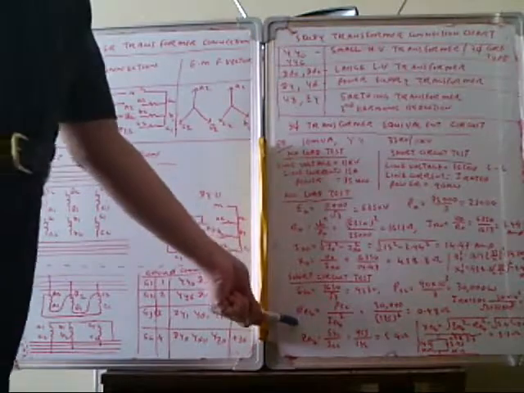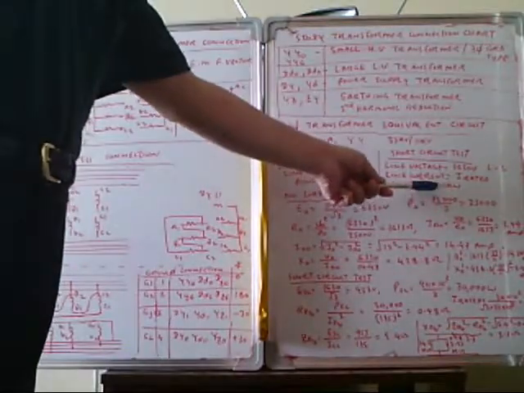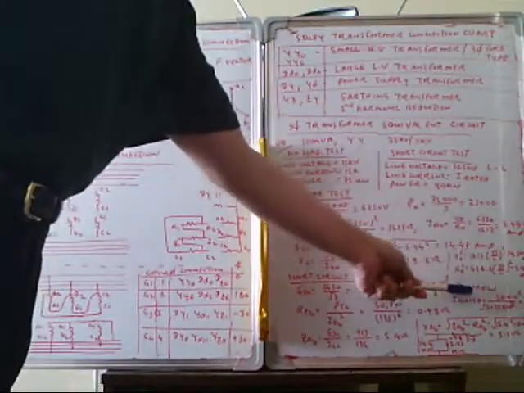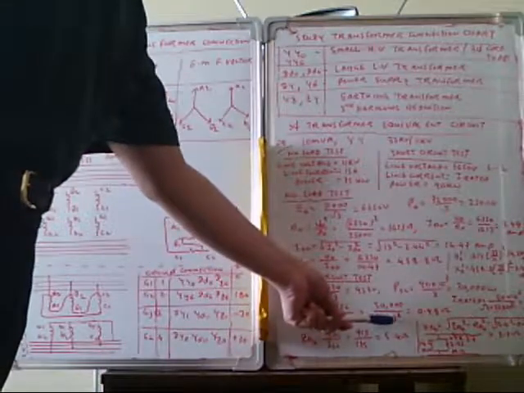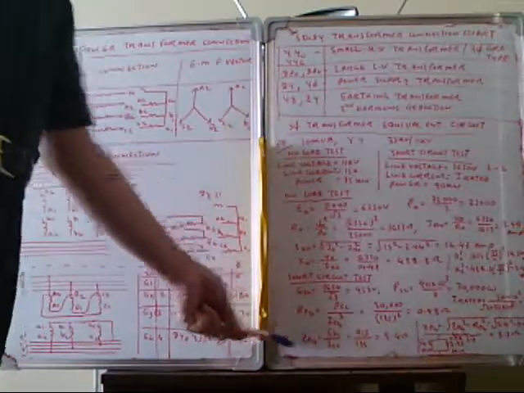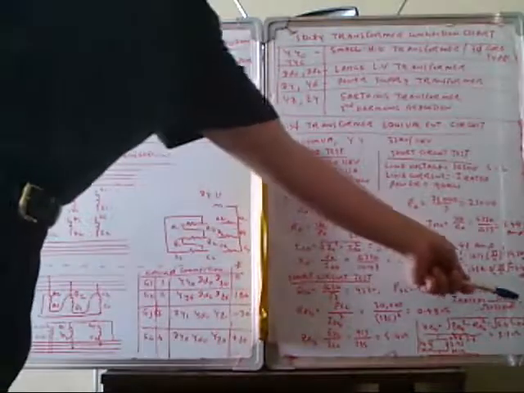So the equivalent resistance is the short circuit power divided by the equivalent current squared. The short circuit power is already given here, so this is 30 kilowatt. So 30 into 10 power 3 divided by current squared, 175 squared, so 0.98 ohm. Equivalent impedance is short circuit voltage divided by short circuit current. Short circuit voltage is 953, short circuit current is 175. You got 5.4 ohm.